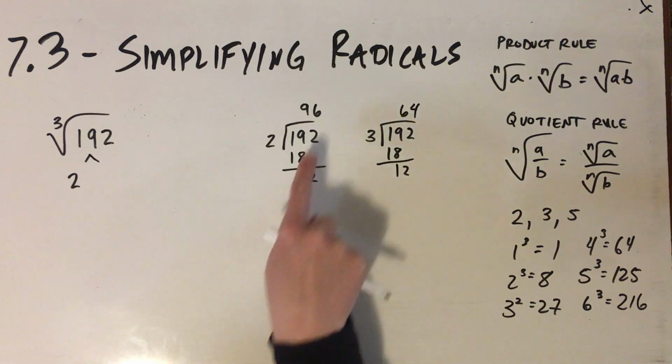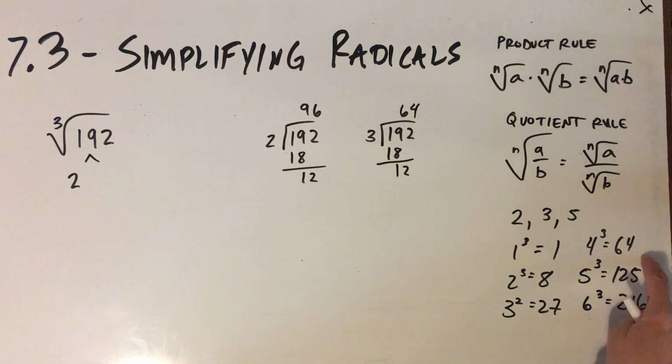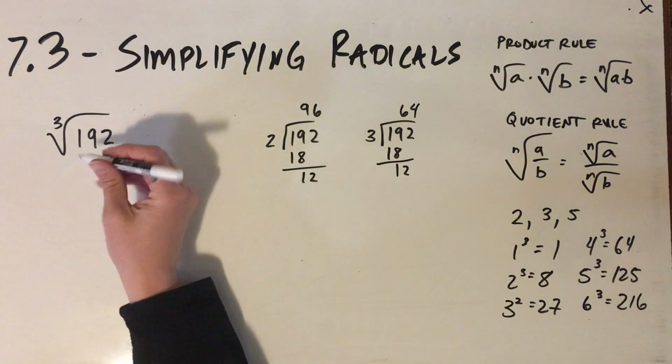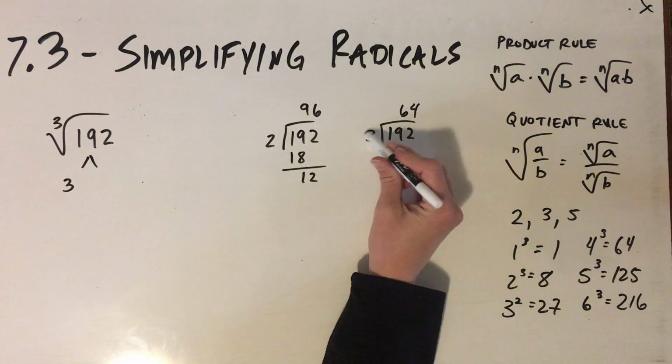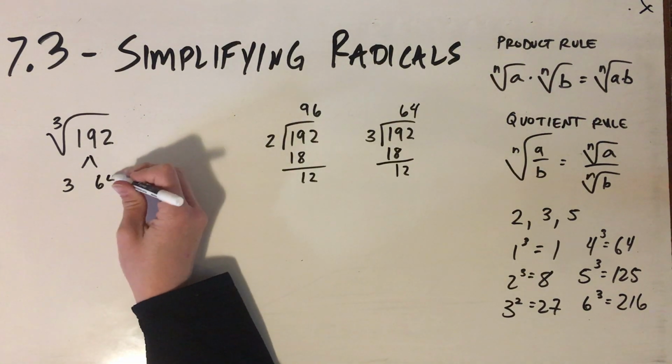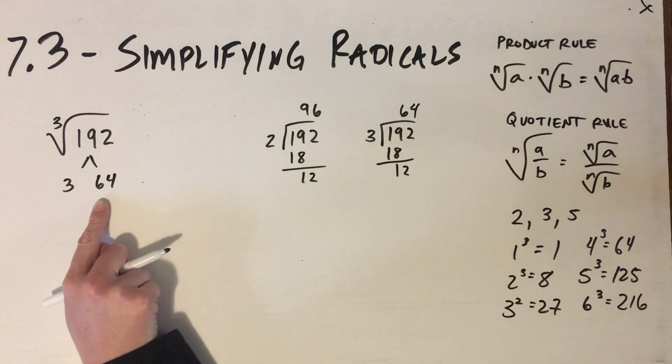So we tried 2, it didn't work. It didn't give me a factor that I recognize. So we tried 3, we get 64. That is the factor that I want to use. So I'm going to have 3 and 64 as my factors. Again, I'm choosing this one because 64 is a perfect cube, so I can simplify that.